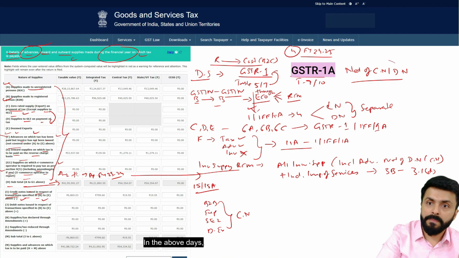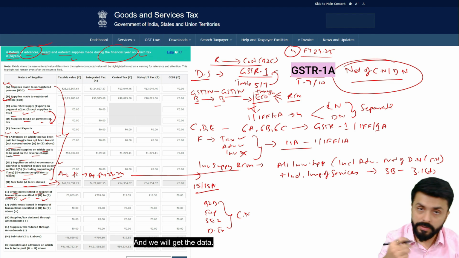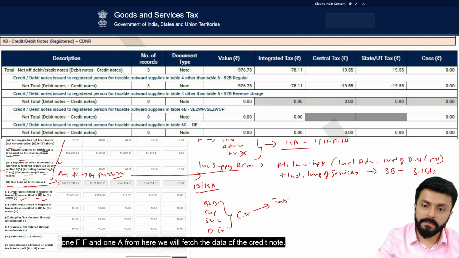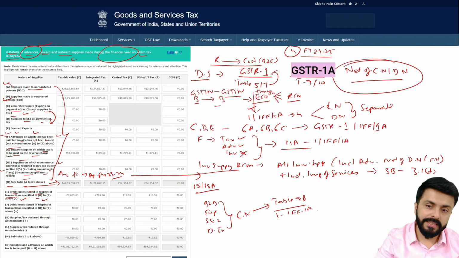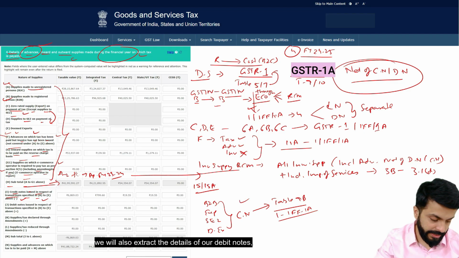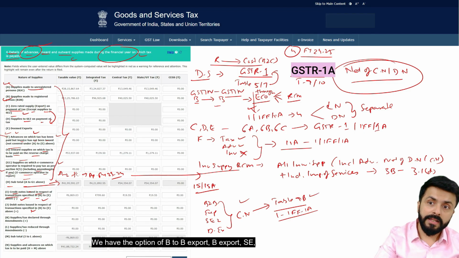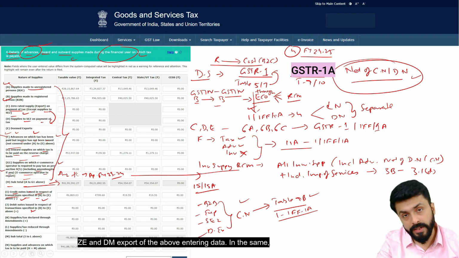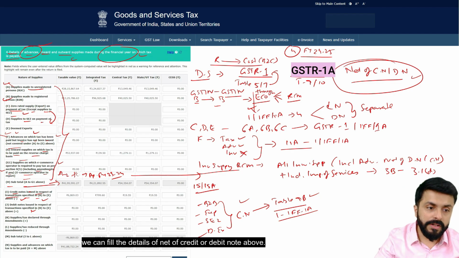In the above rows, we can enter the net of credit notes and debit notes, and we will get the data. From table number 9B, from 1I, 1F and 1A, we will fetch the data of the credit note. Similarly, we will also extract the details of our debit notes from 9B. We have the option of B2B, export, SEZ, and deemed export of the above entering data. In the same, we can fill the details of net of credit or debit note above.